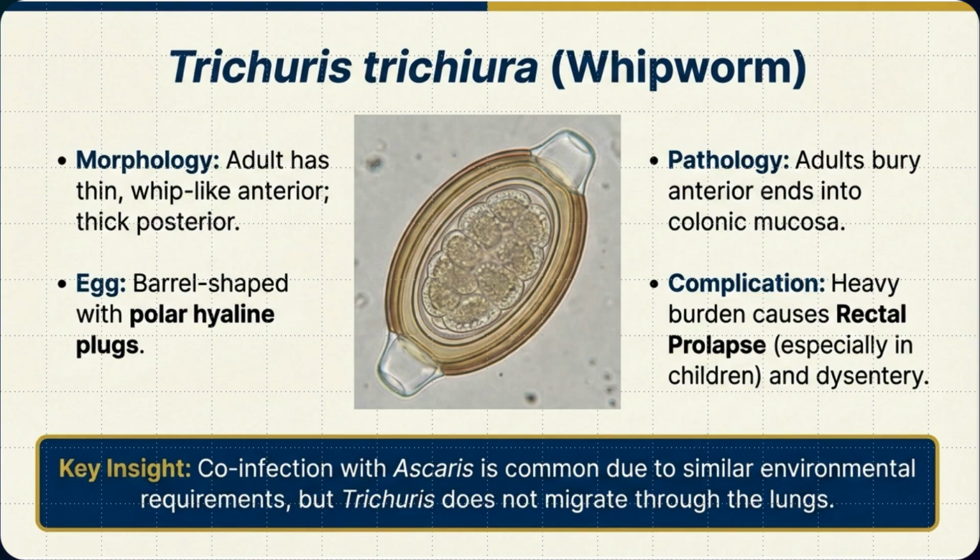What's the treatment for both Ascaris and Trichuris? Again, the benzimidazoles, mebendazole or albendazole. And how do those work? They work by inhibiting microtubule synthesis in the worm. Basically, it prevents them from absorbing glucose, so you're essentially starving the worm to death.